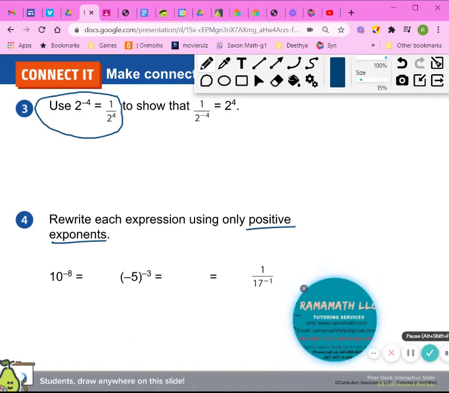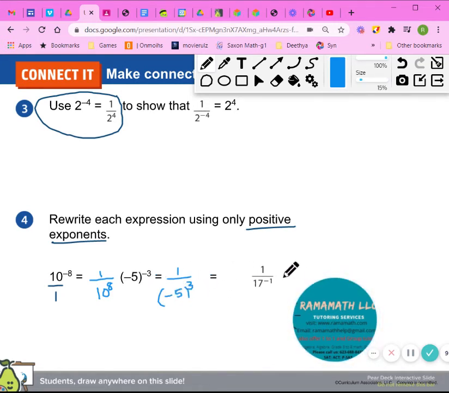Alrighty, let's look into this one. So 10 to the negative 8. So can we write it? So we write it 1 over, because I can write it over 1. I just need to bring the negative 8 from the numerator to the denominator. So I'm going to write it 10 to the positive 8 over 1. See, now it is a positive exponent. Okay, follow the same logic here. It's a 1 over negative 5 to the positive exponent. Only the exponents change, not the number.